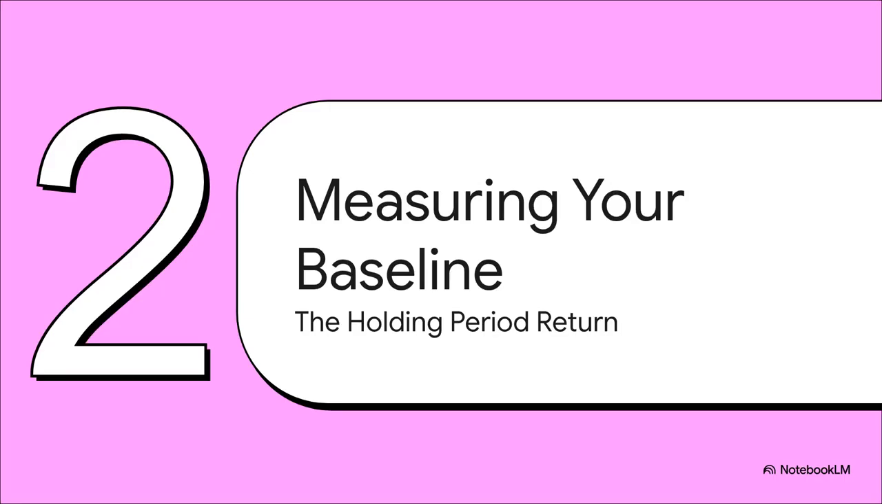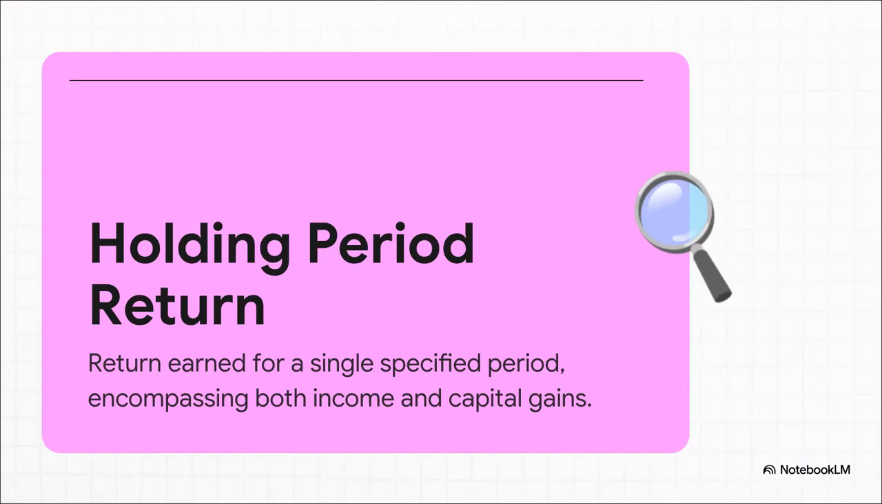Moving right along to Section 2, measuring your baseline return, the holding period. The fundamental building block of all performance measurement is the holding period return, or HPR. This is your baseline. And what's absolutely crucial here is that it captures the total picture. It doesn't just look at whether the asset's price went up or down, because that's just your capital gain or loss. It also includes any income the asset generated while you held it, like a stock paying out dividends or a bond paying interest. It's the whole shebang.